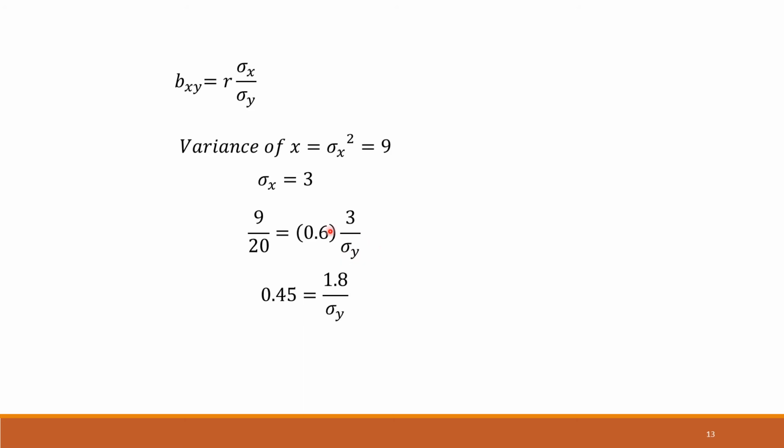Substituting all these values for bxy, r and sigma x, sigma y can be calculated by simplifying this equation. So sigma y will become 1.8 divided by 0.45, which is equal to 4. So the standard deviation of y is equal to 4. We have calculated the mean, we have calculated r, and we have also calculated the standard deviation of y.